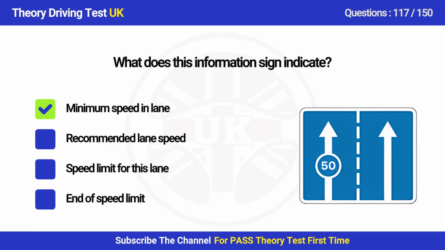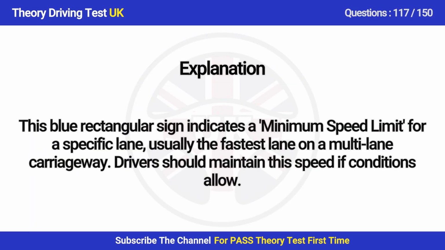Answer is A. Minimum speed in lane. This blue rectangular sign indicates a minimum speed limit for a specific lane, usually the fastest lane on a multi-lane carriageway. Drivers should maintain this speed if conditions allow.